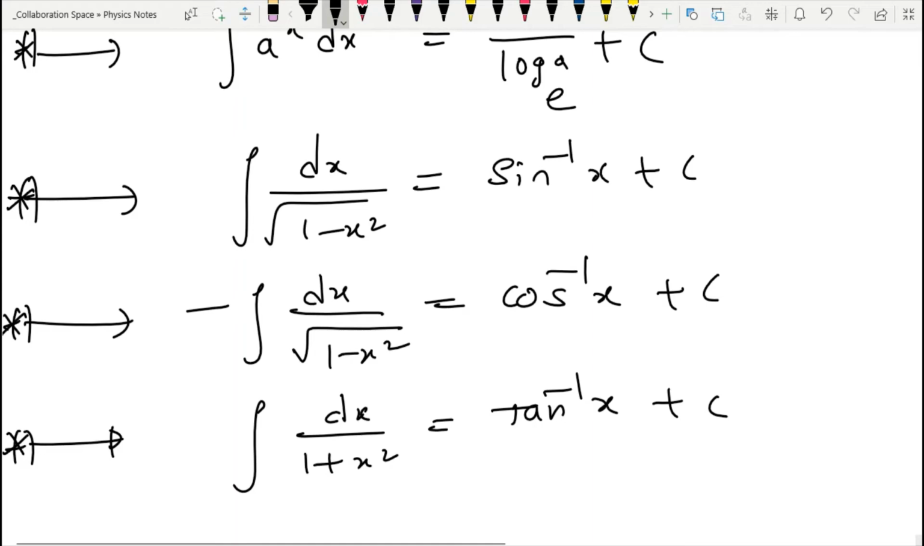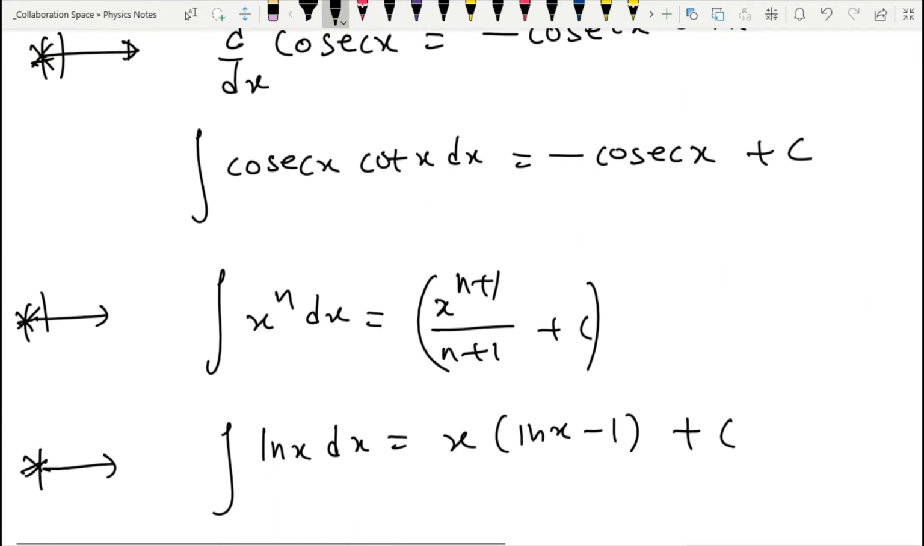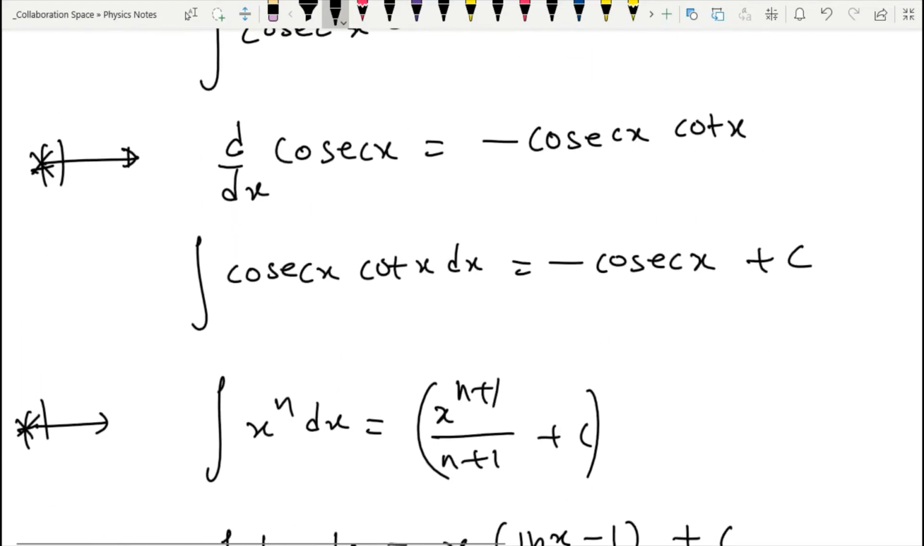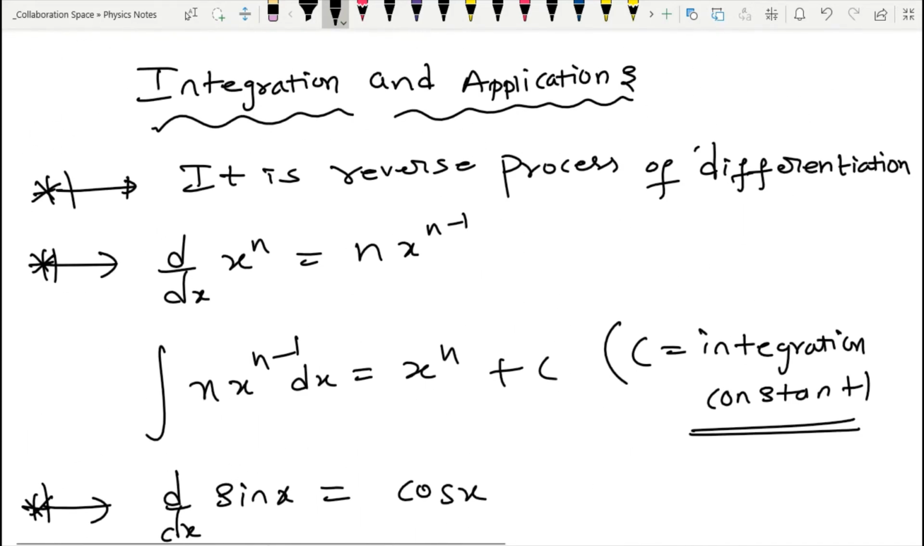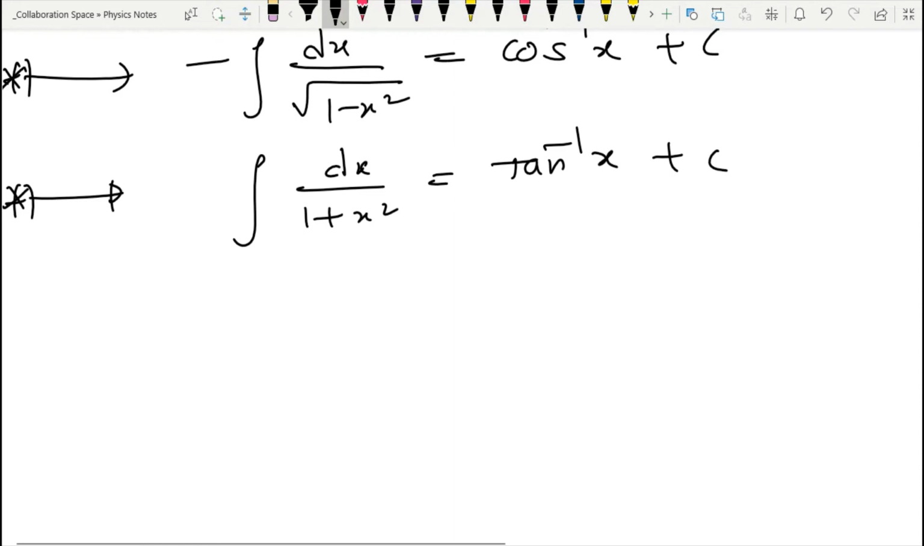So you need to remember all these formulas, students. There is no other option. Read, write, do whatever you can do, but you have to remember all these formulas. All the formulas are very important. Without these formulas, if you try to do integration, you won't get anything. Next, another set of formulas is also there.